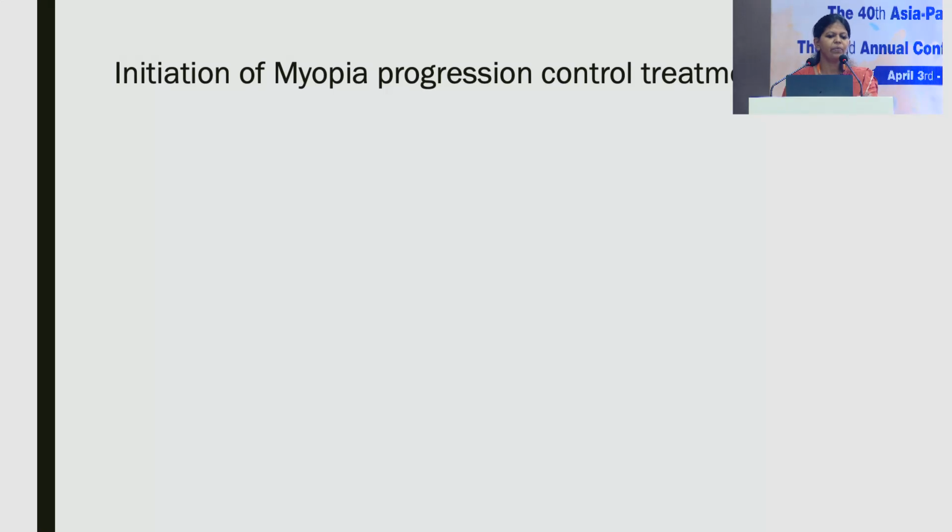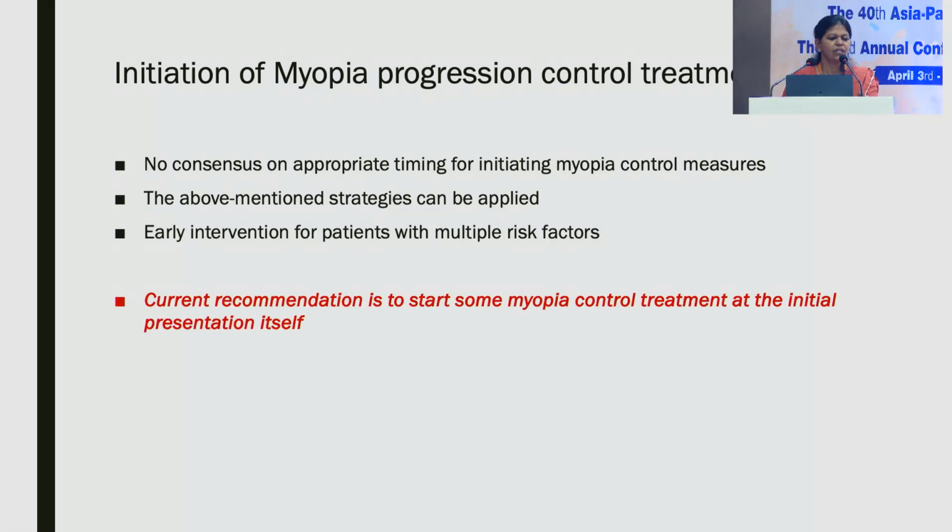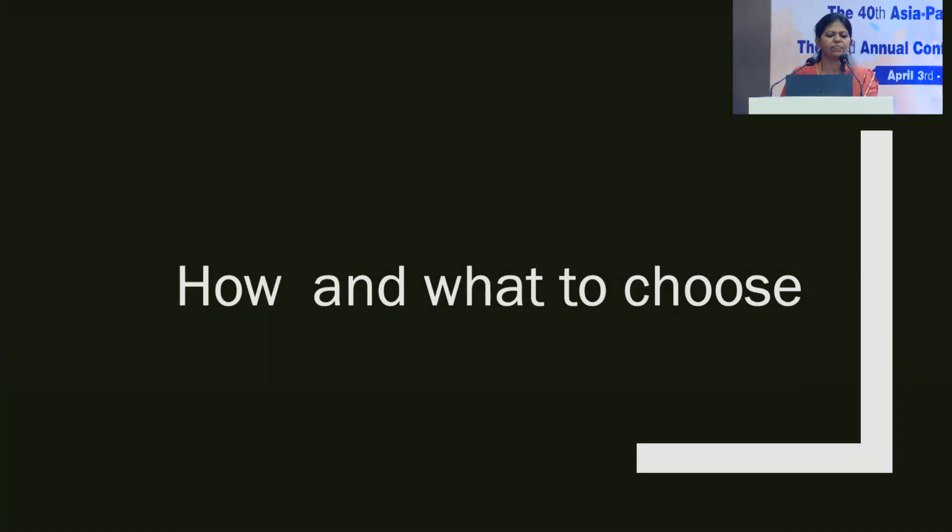So, initiating myopia progression control treatment. When do you initiate it? There is still no consensus on appropriate timing. Do we start at the first visit, or what do we do? The above mentioned strategies can be applied to calculate whether they are at risk, low risk or high risk. Early intervention for patients with multiple risk factors like sibling history, parental history, close near work, less outdoor activity. So the current recommendation is, in many situations, we start some form of myopia control treatment at the initial presentation itself in select patients.